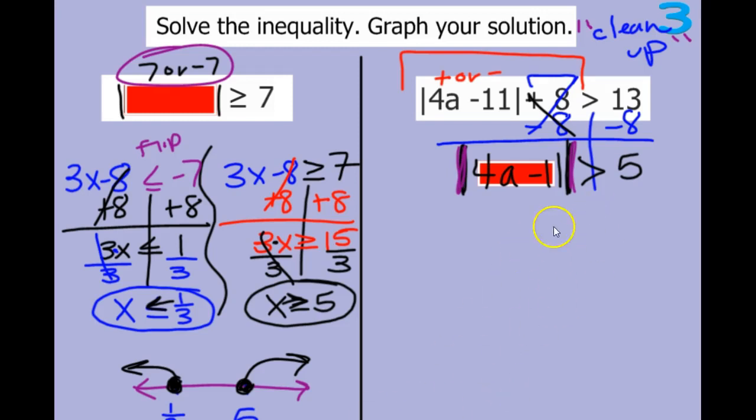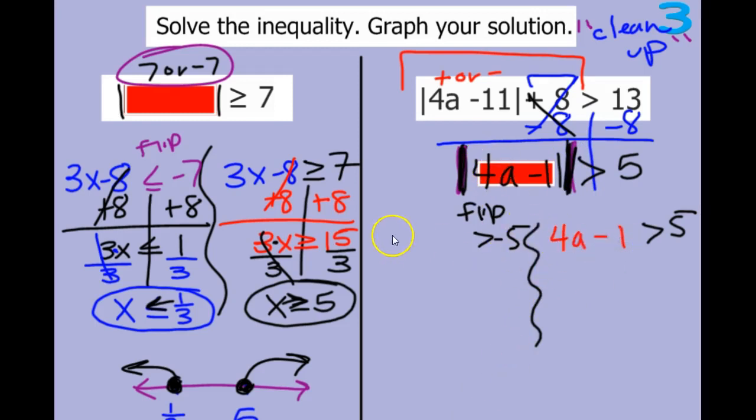So this is when I'm going to draw my little squiggle and write 2 inequalities. One with the 5 and one flipped with a negative 5. You can only write 2 equations when our absolute value is by itself. So here I have 4a minus 1 on this side and 4a minus 1 on this side. Let's just solve both now, like we've been doing.